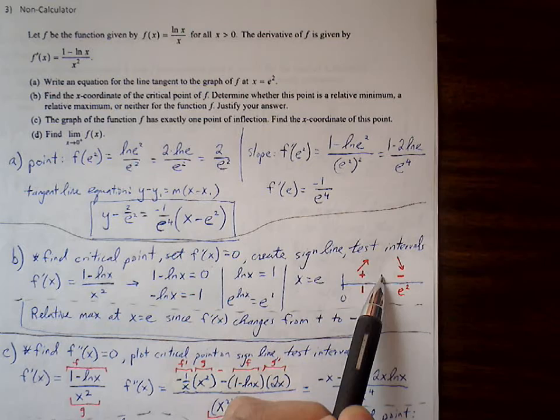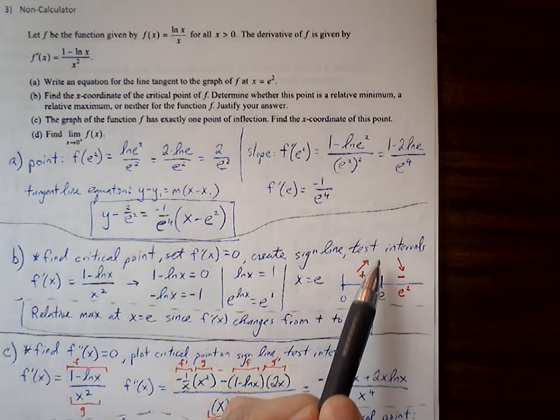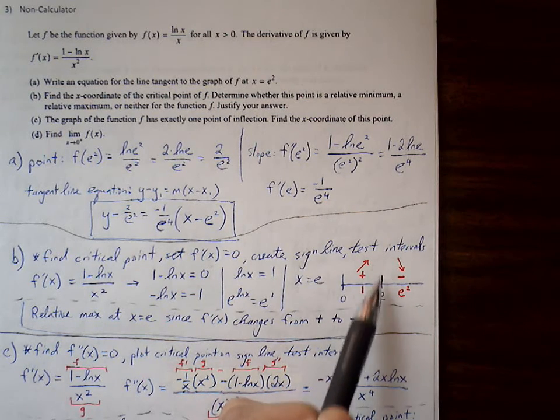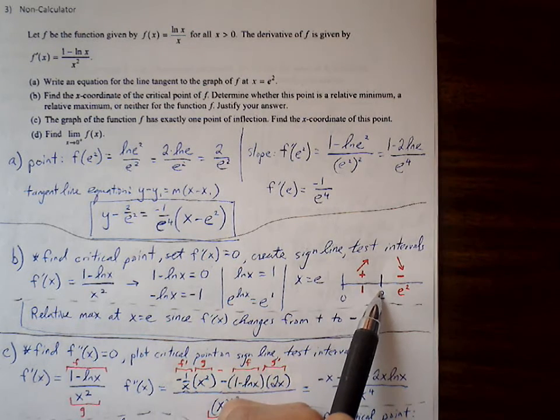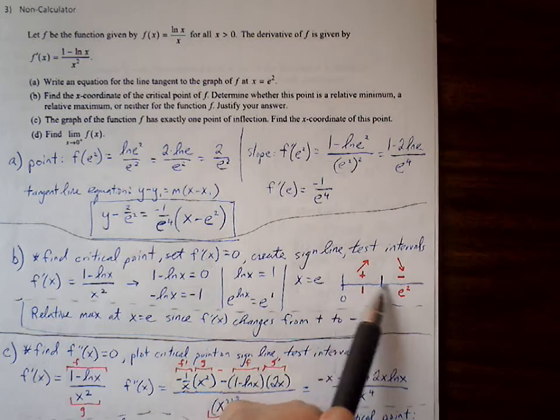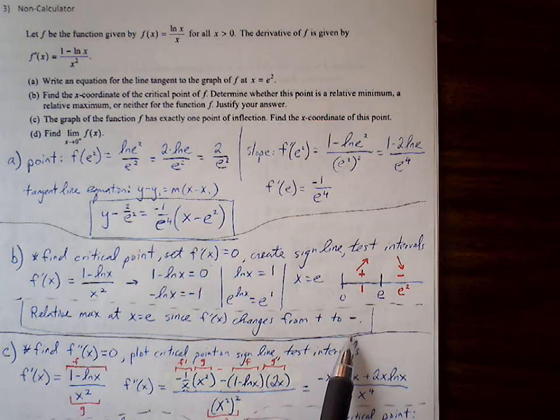So we know that the graph is going to rise to some y value at x equals e, and it's going to fall after that. We know that therefore there must be a relative max at x equals e because f prime changes from positive to negative.